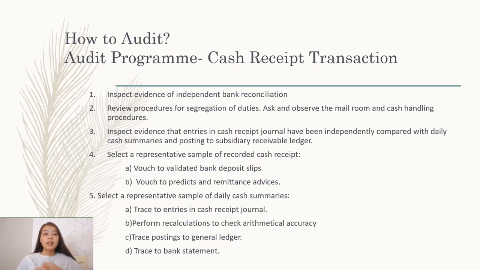The fourth one is to select a representative sample of recorded cash receipt, is either to match to a validating bank deposit slip and match to check and remittance advice. The last one is to select a representative sample of daily cash summary. It's either to trace to entry in cash receipt journal, perform recalculation to check arithmetical accuracy. The third one is to trace posting to general ledger, and the fourth one is to trace to bank statement.